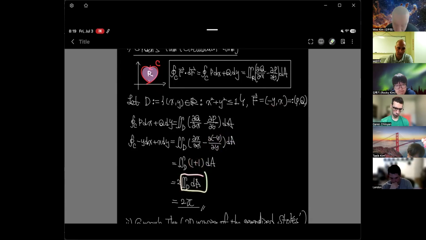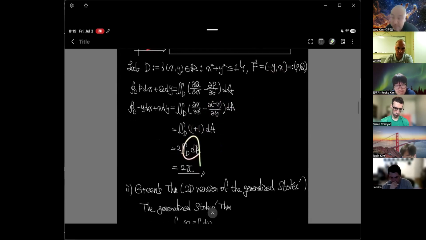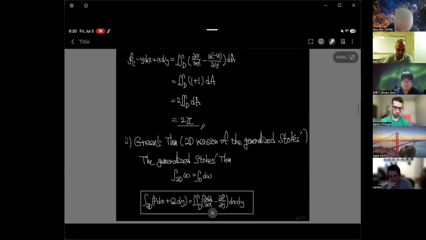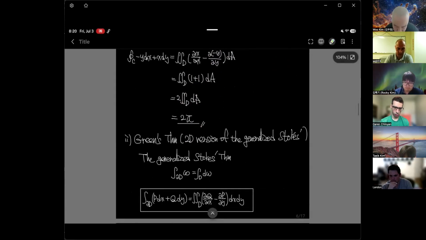And this part is just literally the area of the unit circle. So we have 2 pi. Oh, this is the same value as above. I was shocked, and it was fun. What about Green's theorem? And is there another method?